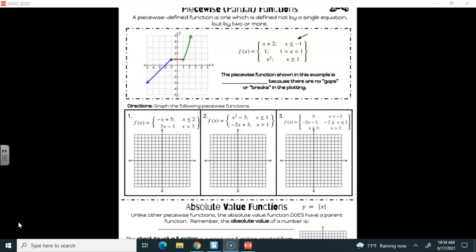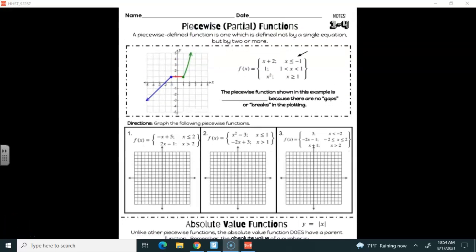All right, guys, today we're going to talk about piecewise functions. Okay, piecewise are partial functions. A piecewise defined function is one which is defined not by a single equation, but by two or more. Okay, two or more.